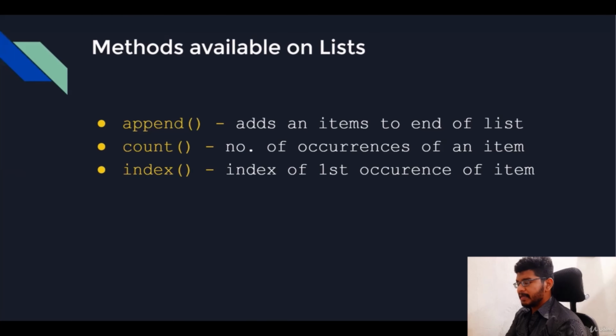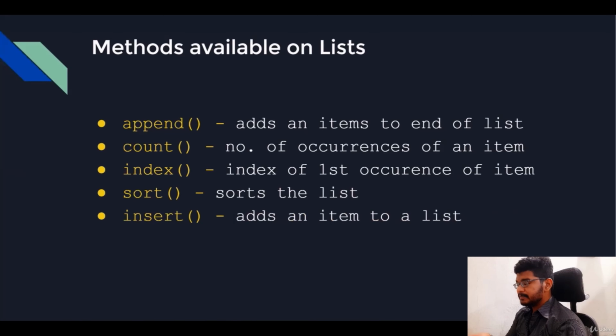If you want the index of a particular item in a list, we pass that item's value, and it will give us the index. And this is sort. This method will sort the list for us. And there's insert. We can insert an item wherever we want, at a particular index. Previously, append adds to the end of the list. With insert, we can add an item to the list wherever we want. We can specify the index, and it will be added there.